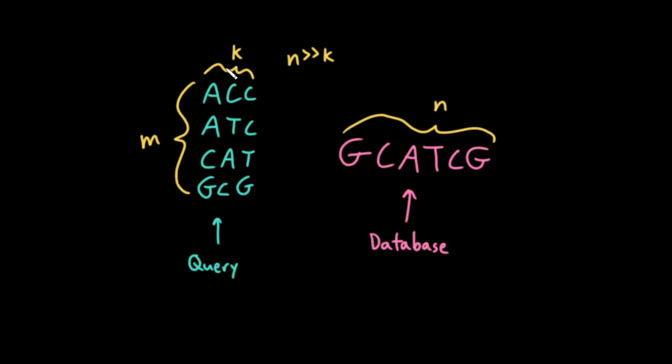In the world of DNA sequencing, k is usually roughly 100 to 150, and m would be millions, or even potentially tens or hundreds of millions. So a lot of sequences, each length 100, and n is usually roughly 3 billion. And again, this set of sequences changes frequently. So how can I somehow find matches of every single one of these in this database sequence?